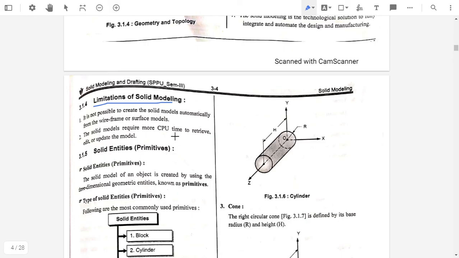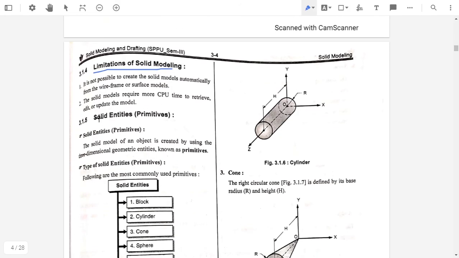What is meant by CPU time? It means the time which is required to do some changes in a design. That time required for solid modeling is more as compared to wireframe and surface modeling. That's why these are some limitations of solid modeling.